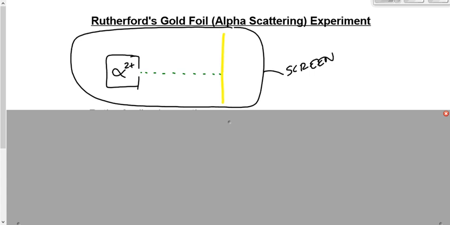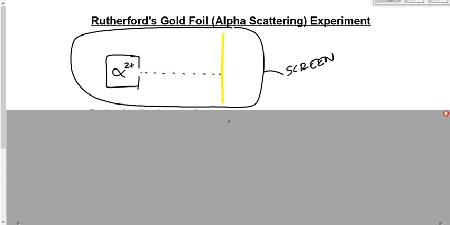Rutherford and his assistants, one of his assistants, by the way, his name was Geiger. Where have you heard that name before? Geiger, G-E-I-G-E-R. What is it? Geiger counter, yeah, same guy. Working with radioactive material here, he developed a Geiger counter to count the amount of radioactive decay that's taking place.